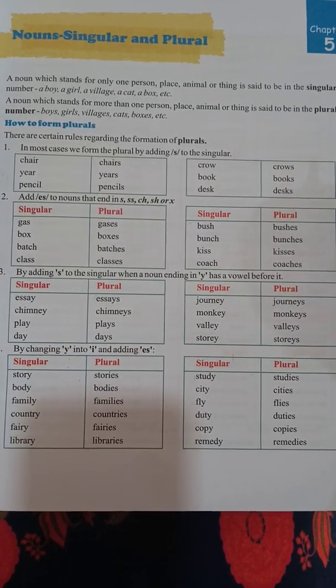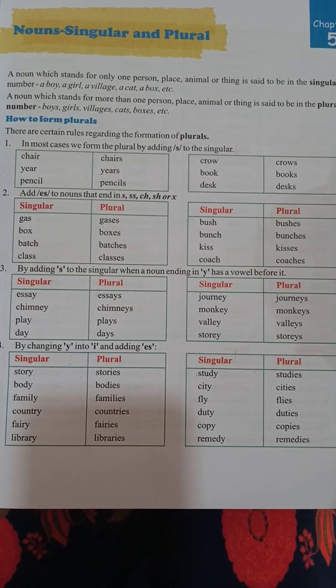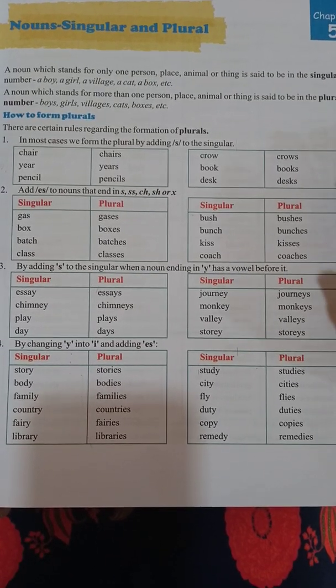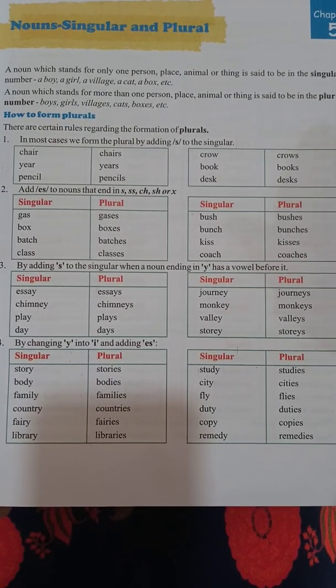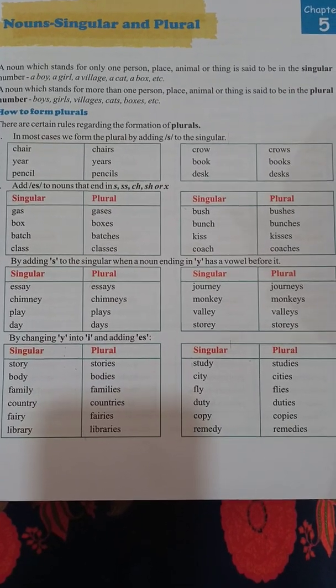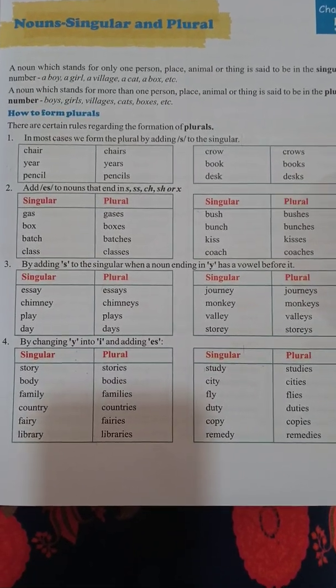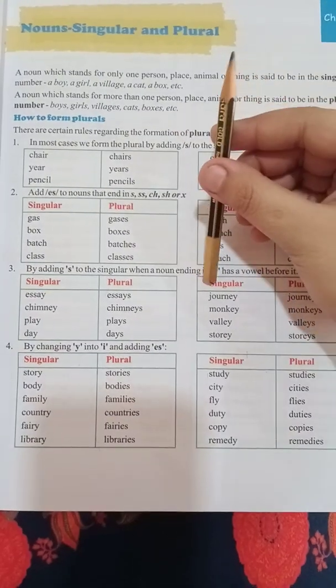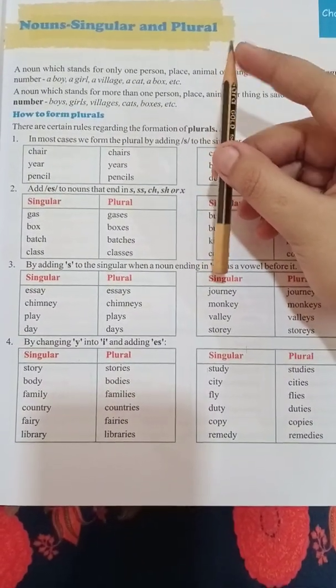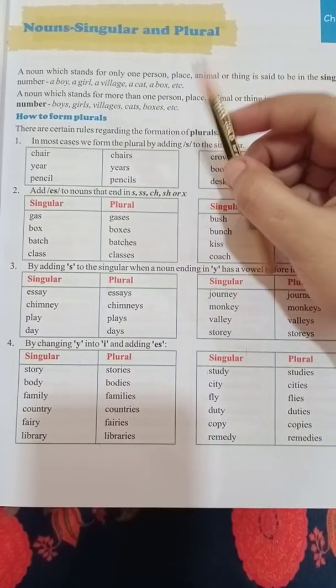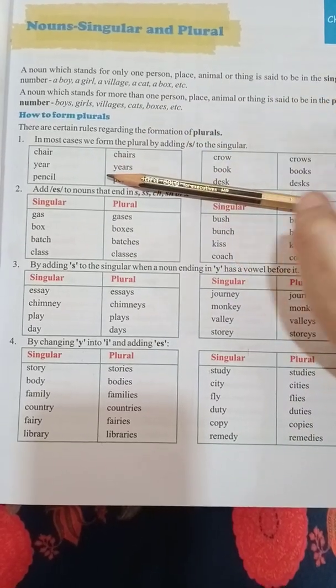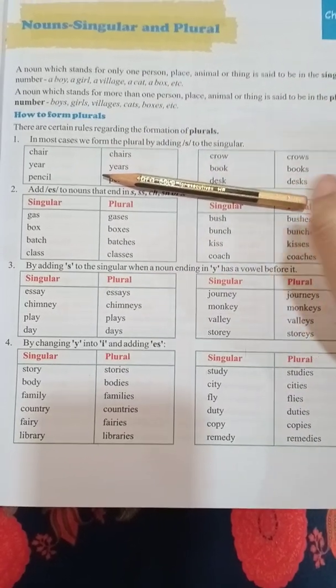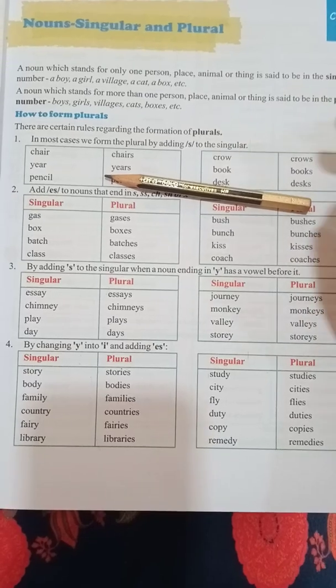Now, before starting singular and plural, we must know that a noun which stands for one person, one place, one animal or one thing is said to be singular. How? If you could see in my video, this pencil, it is one pencil, so this is a singular noun. Why is it a noun? Since it is a name, it is a thing, so it is a noun, and it is one only here, so it is a singular noun.